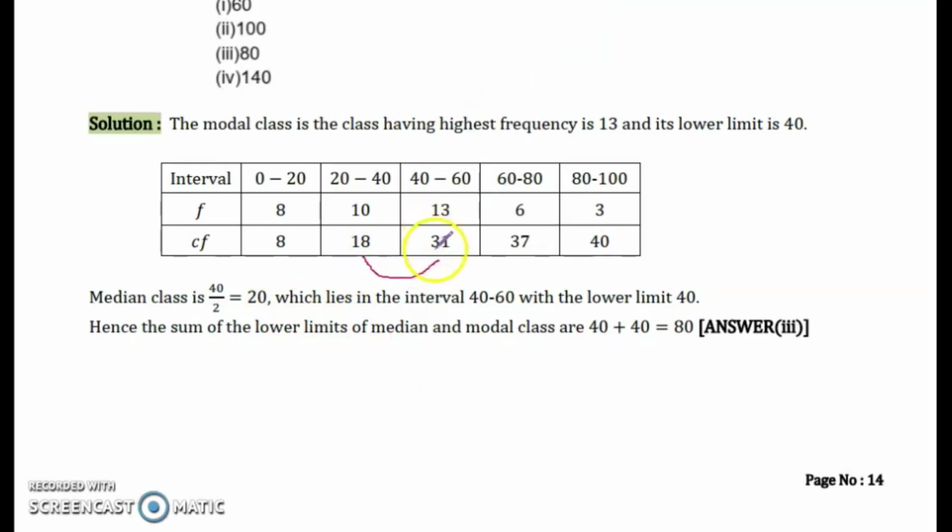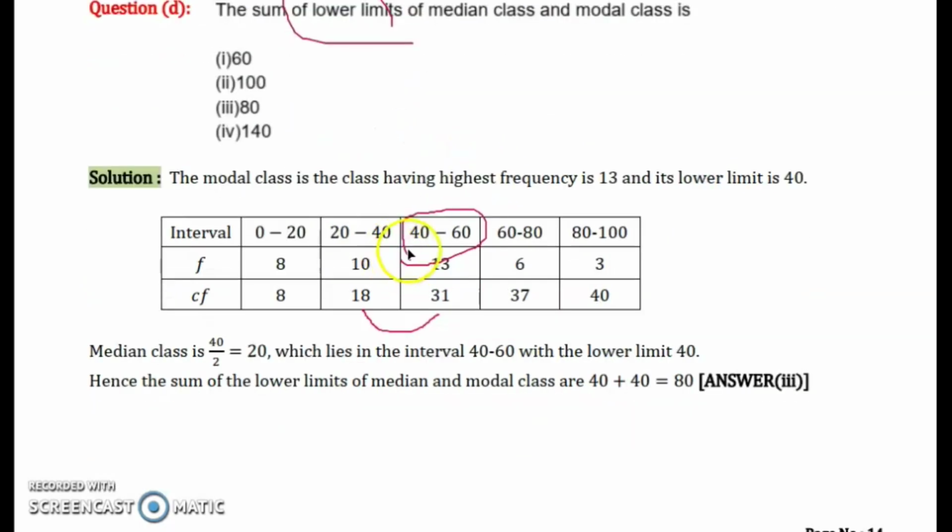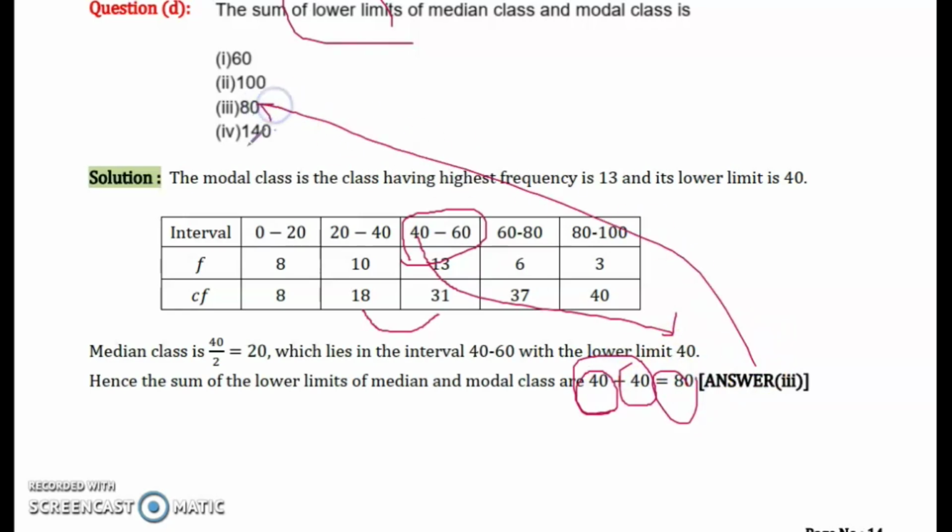That means what is the median class? It is 40 to 60. But the problem asks about the lower limits. Therefore, here the lower limit is once again 40. For the modal class, the lower limit is 40. For the median class, the lower limit is 40. That means the total is 80. Therefore, 80 corresponds to answer option number 3.